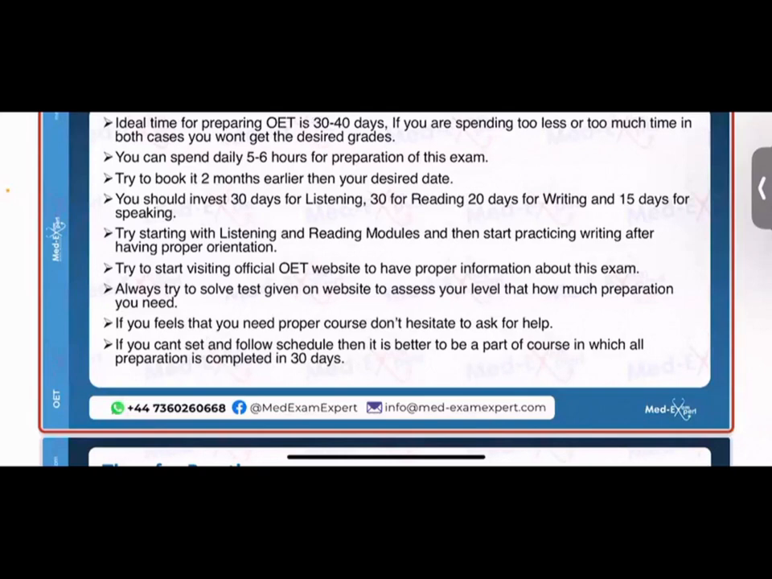If you feel that you need a proper course, don't hesitate to ask for help. If you think it is not a good attempt and in the very first test you are not getting good grades, then definitely you are someone who needs a lot of help. For those students, a course is a necessary thing to do. I'm not only talking about Med Exam Expert; from whichever source you take a course, I think it is an ideal practice to get enrolled in one, because there are some helpful features in a course.